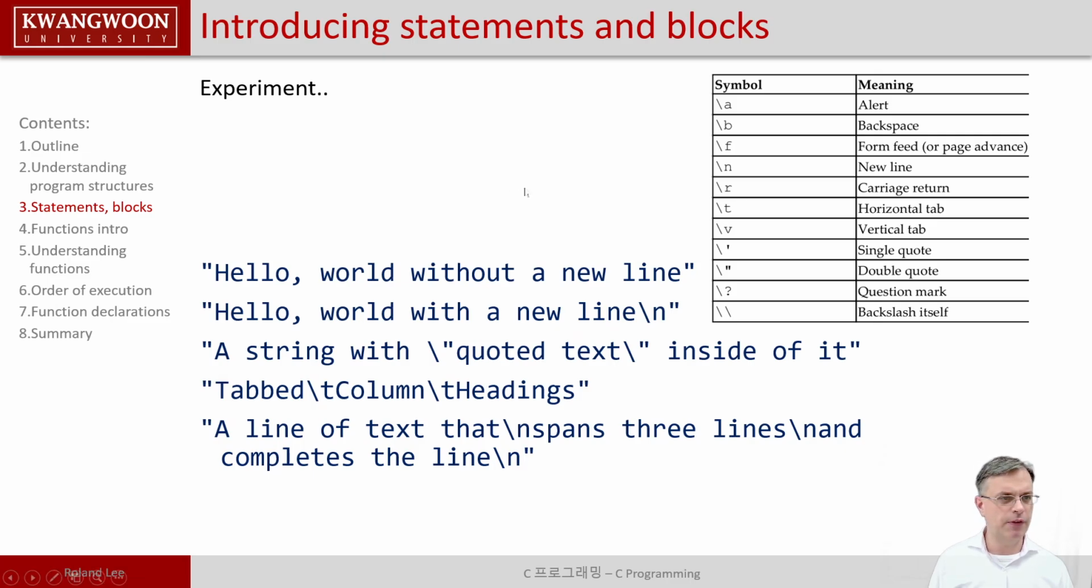Let's see some digraphs here. Digraphs that appear in strings are also called escape sequences because they escape from the normal meaning of each single character. They all begin with a backslash character, and the following table shows the legal C digraphs: alert, backspace, form feed, new line, carriage return, horizontal tab, v as vertical tab, and single quote, etc.